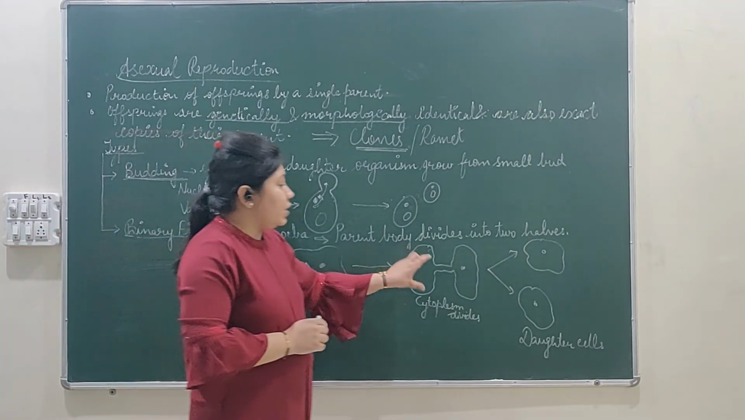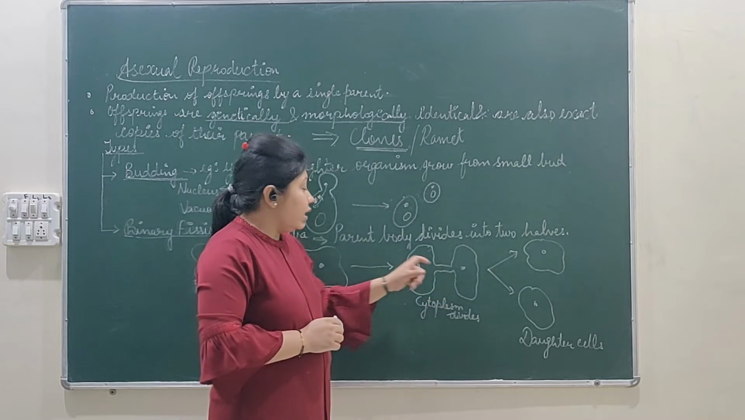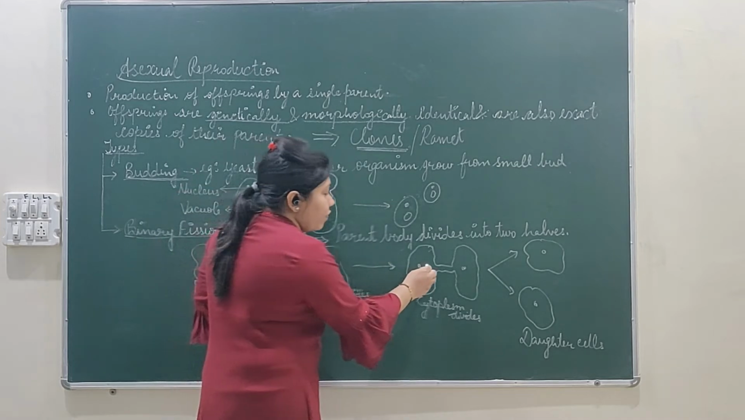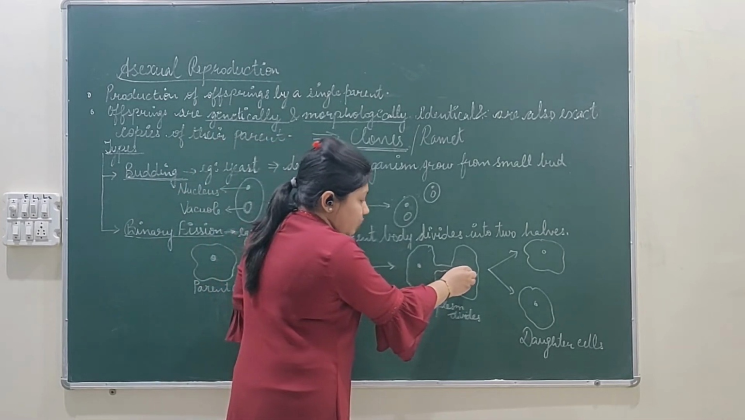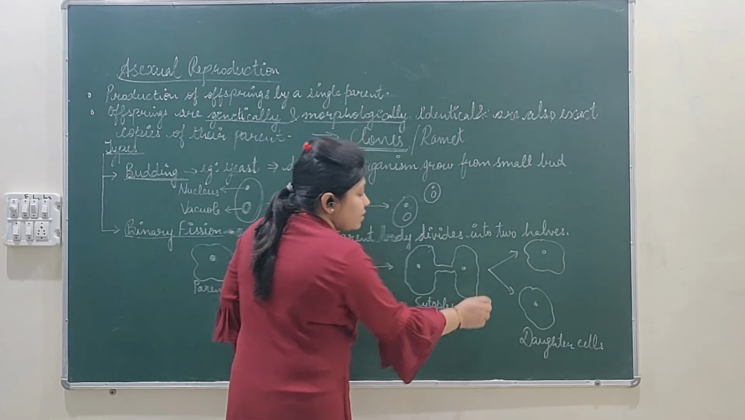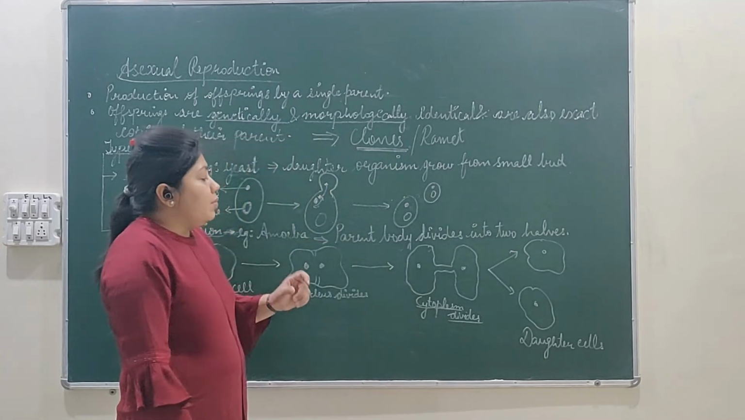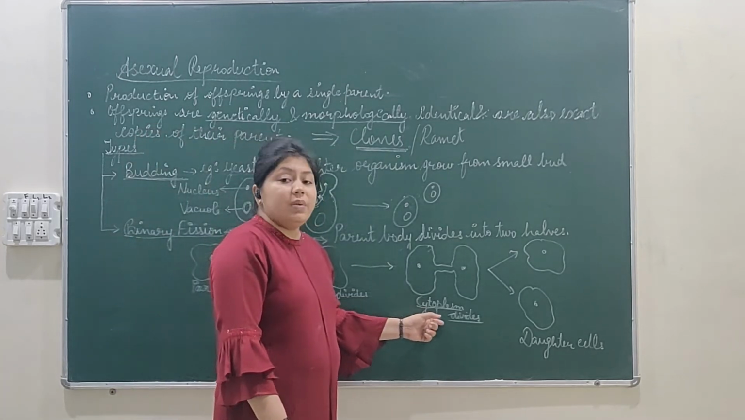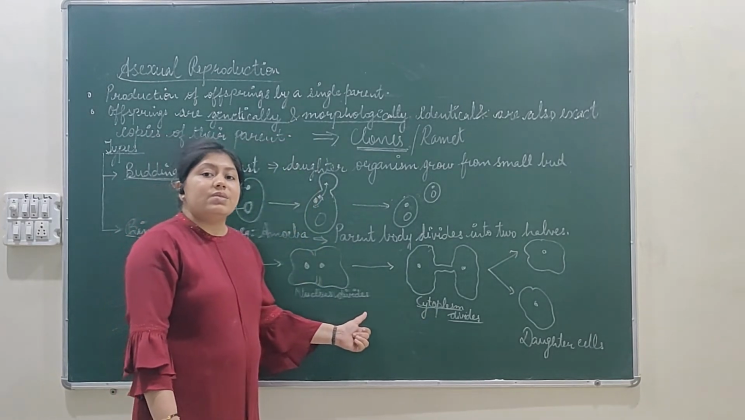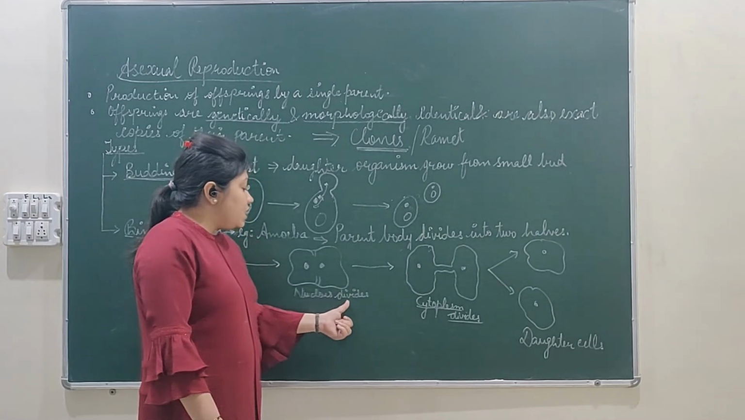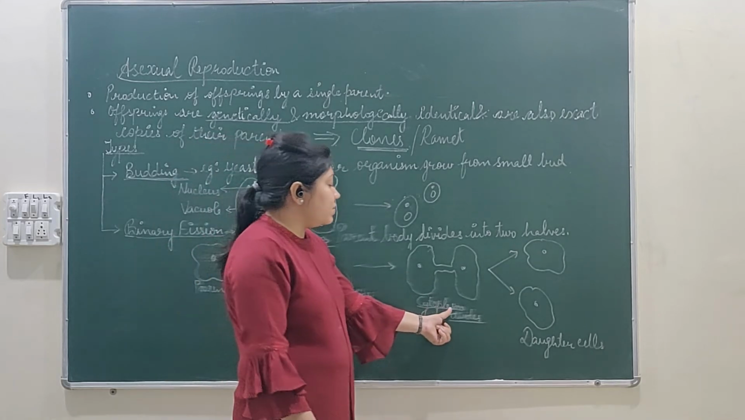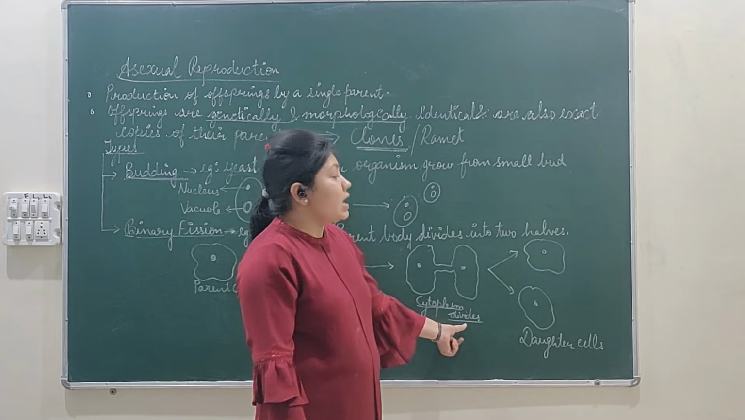After that, you can see a constriction which is formed, right? Constriction is formed like this, and one nucleus goes into the other daughter cell, and with this cytoplasmic division takes place. The term which is used here is cytokinesis. Karyokinesis: karyo means nucleus, kinesis means division. So whenever nucleus division is taking place, you will say karyokinesis, and whenever cytoplasm division is taking place, you will say cytokinesis is occurring.